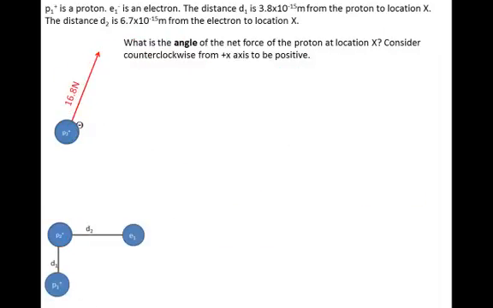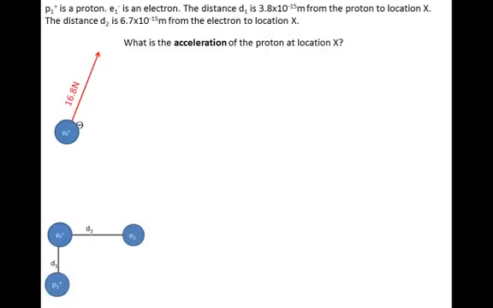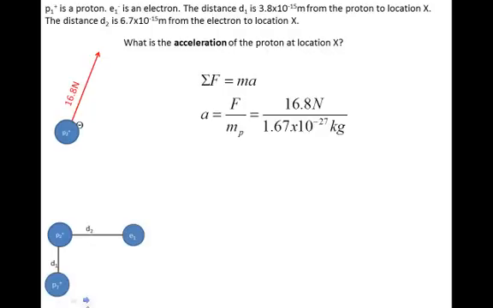So the angle of the net force, notice that our net force vector points in the same direction as our electric field vector. So what that means is that our angle is the same angle we had before, 72.2 degrees. All right, now we want to find the acceleration of this proton at location X. So we know that Newton's second law says the sum of the forces equals the mass times acceleration.